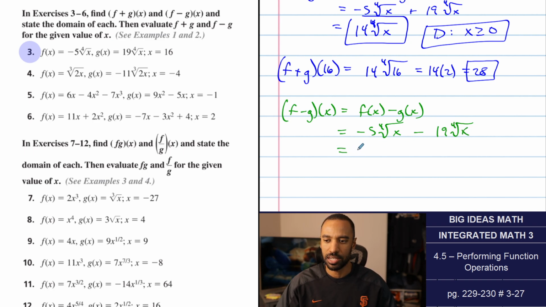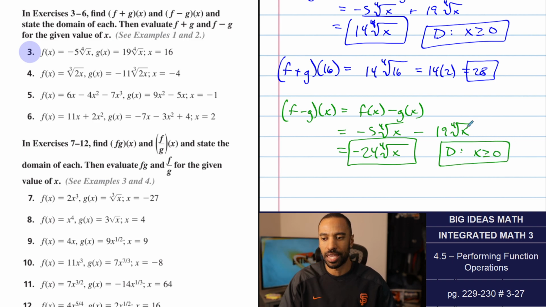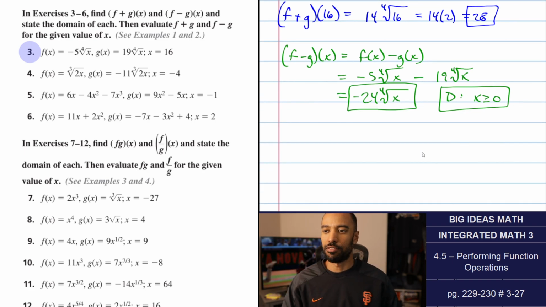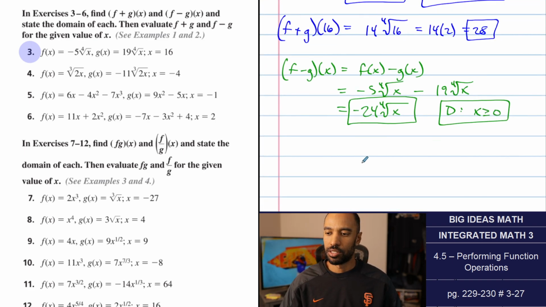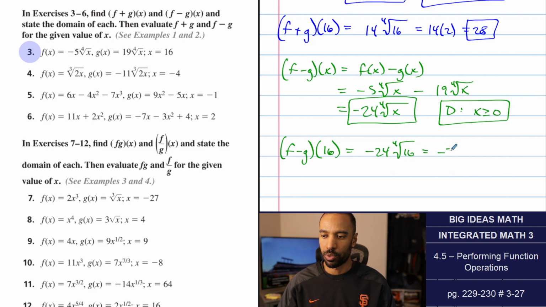Negative 5 minus 19 is negative 24, so negative 24 times the fourth root of x is the simplified version of the subtraction of those two. The domain is still x is greater than or equal to 0, because you can't take even roots of negative numbers, only positive and 0. So let's take f minus g of 16, and that's going to be negative 24 times the fourth root of 16, which is negative 24 times 2, which is negative 48.